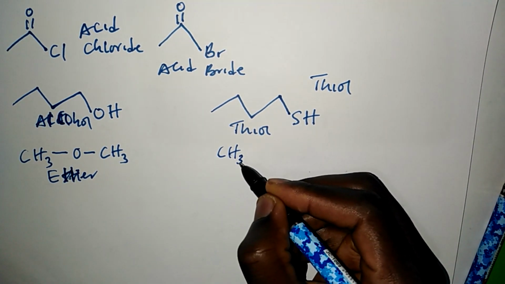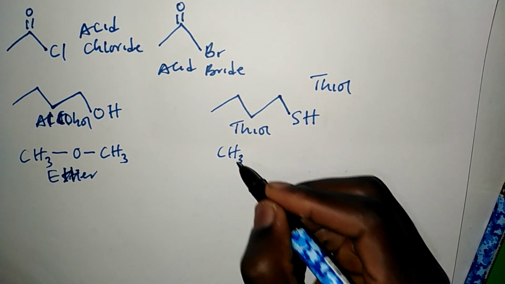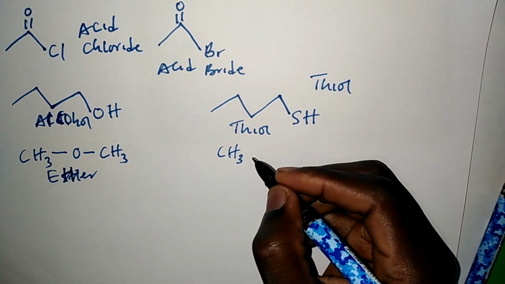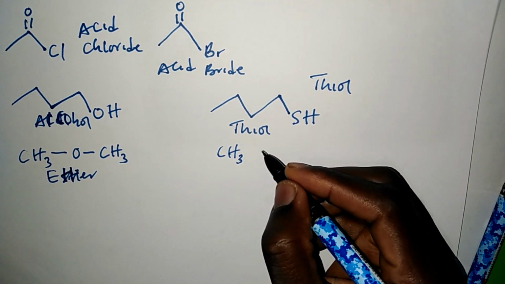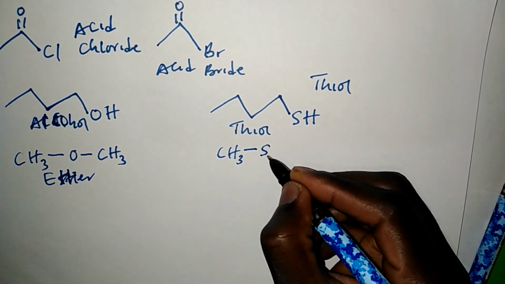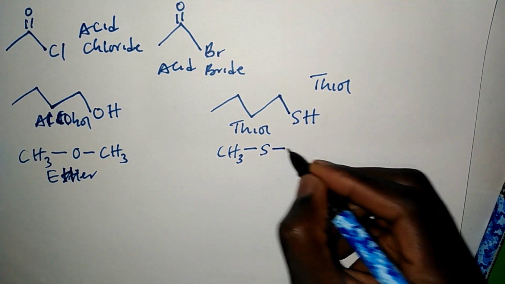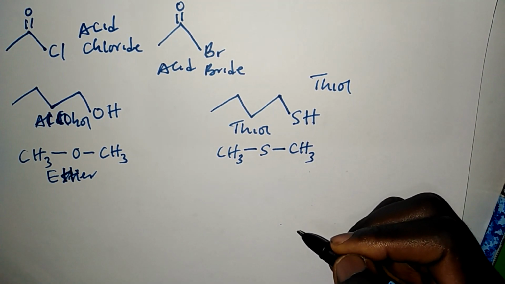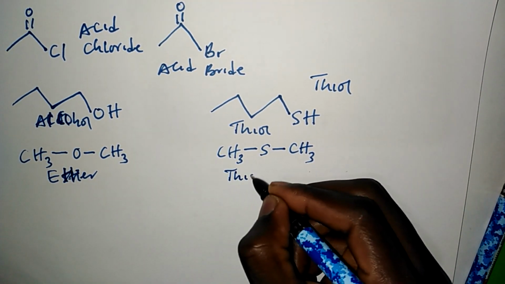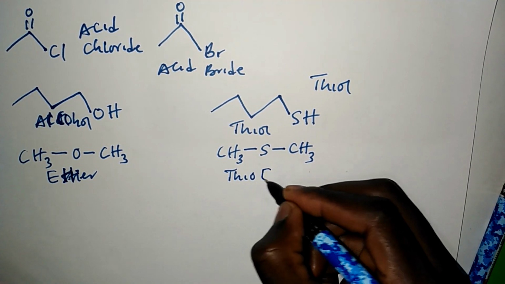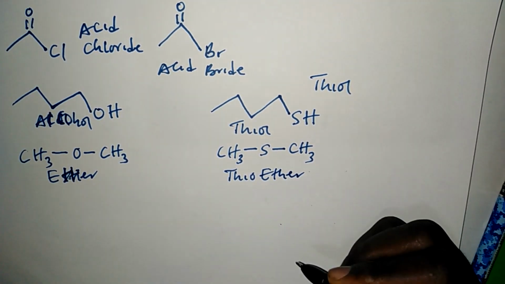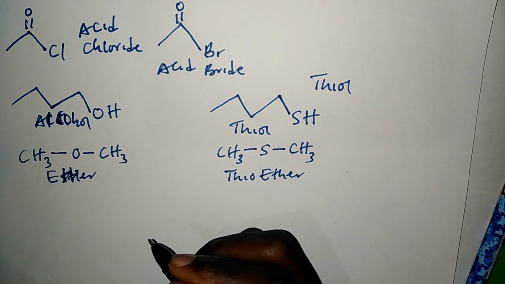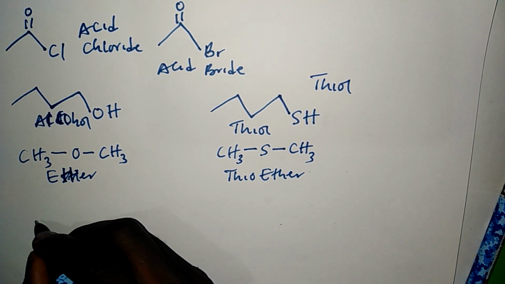What if you now replace that ether? You have C double bond like this. Now instead of oxygen, you put sulfur, and then you put another carbon atom at the end. Now this particular one is called a thiol ether, right?